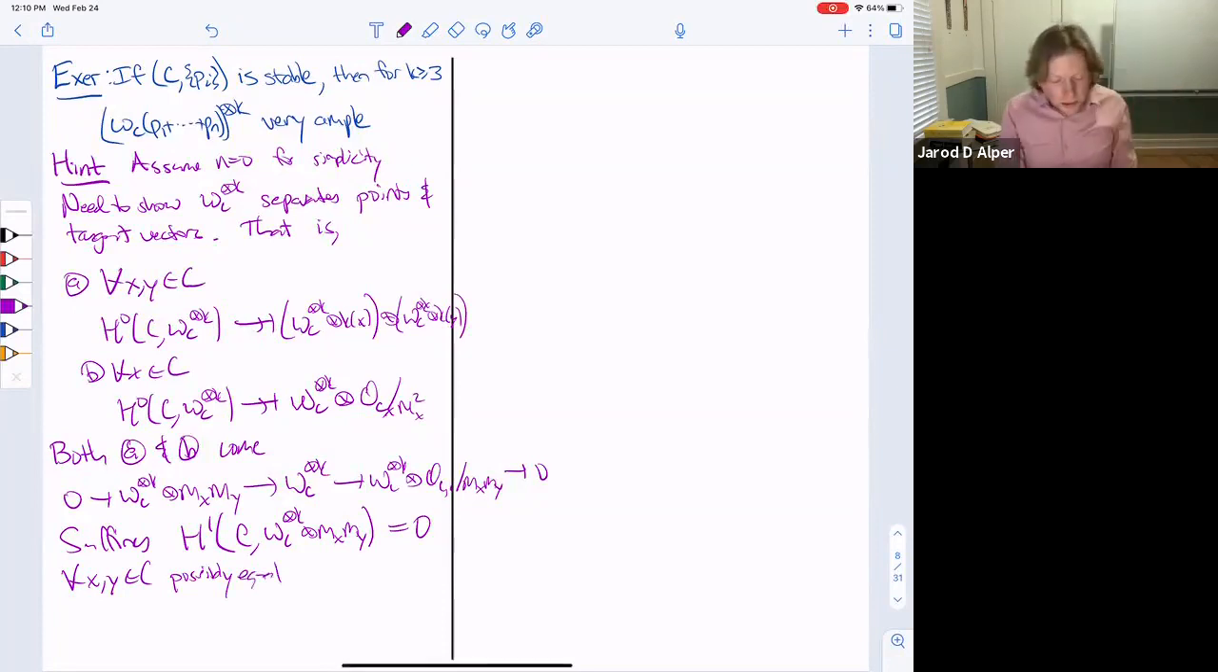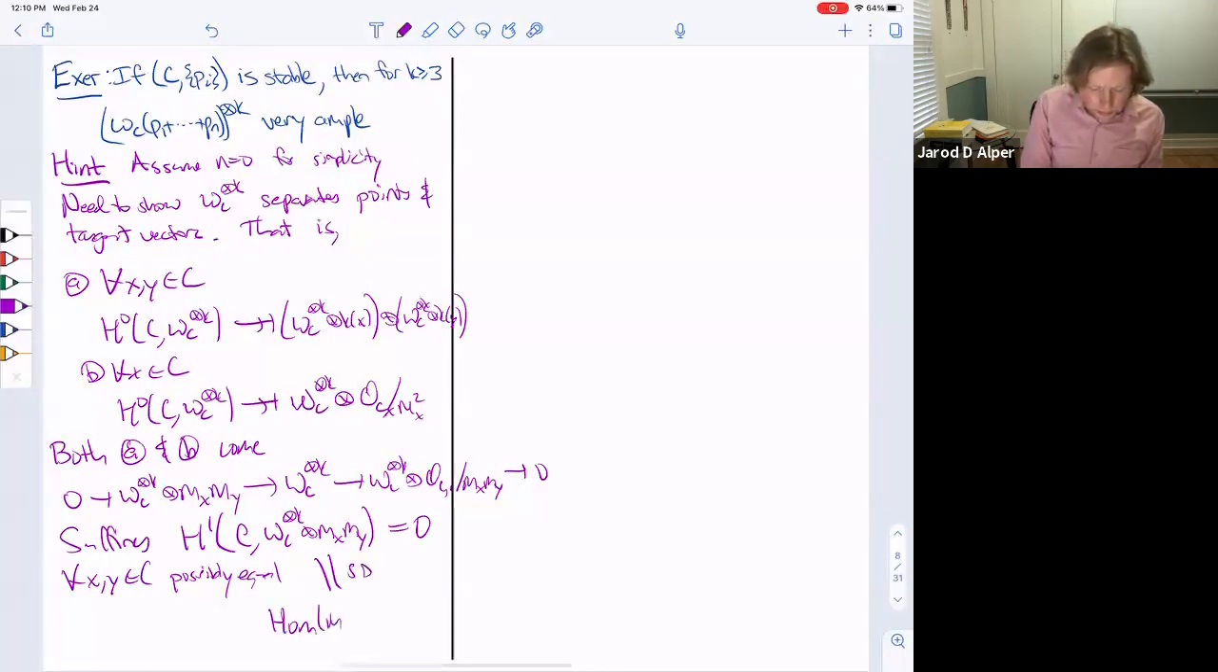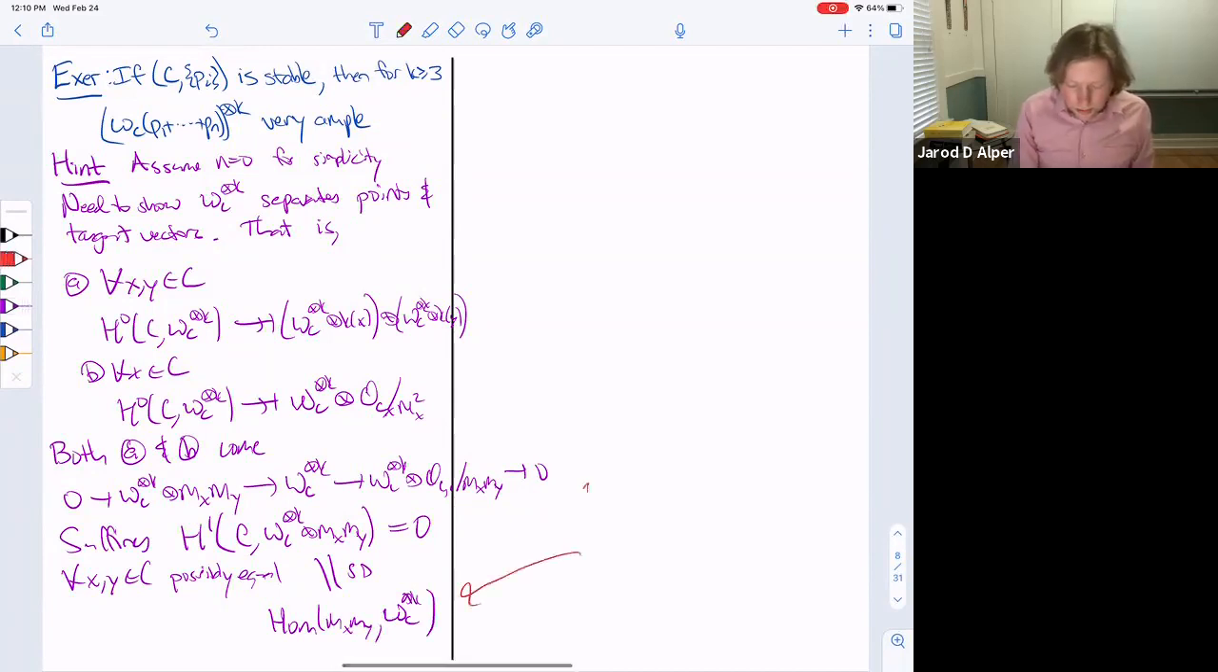But it involves the dualizing sheaf, so we can relate this by Serre duality to the vanishing of the homomorphisms from the maximal ideals of x and y into this. And now the exercise is to show that this vanishes using sort of a case analysis of whether x and y inside C are nodes or smooth.